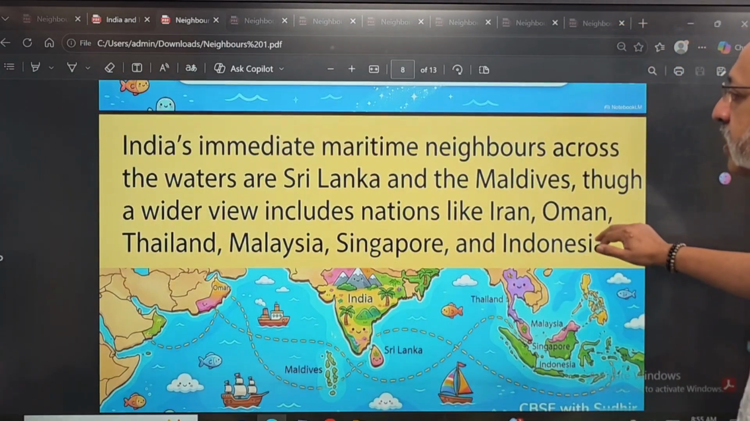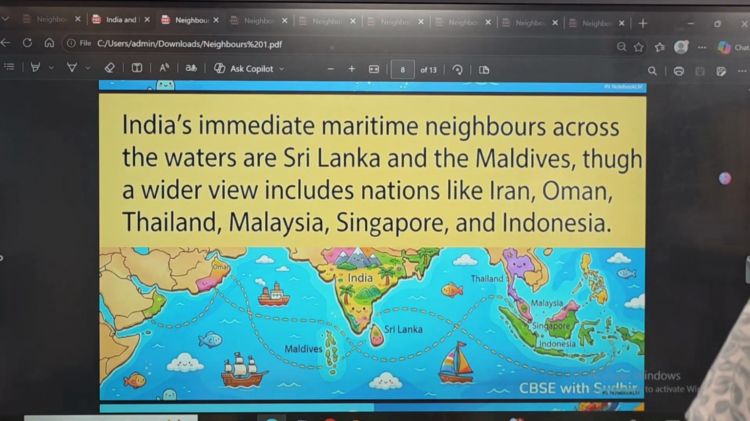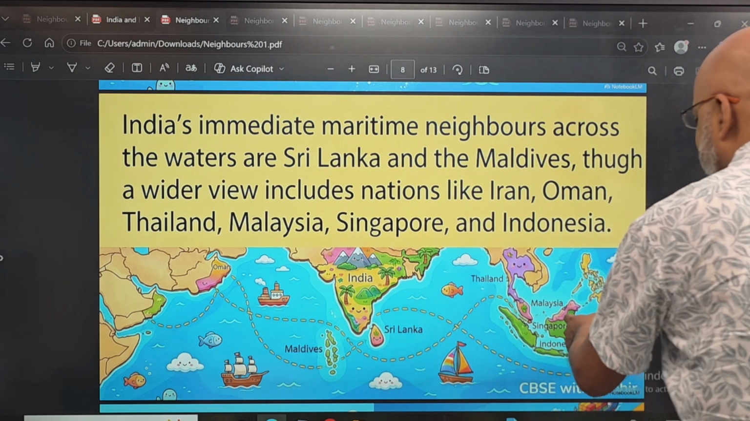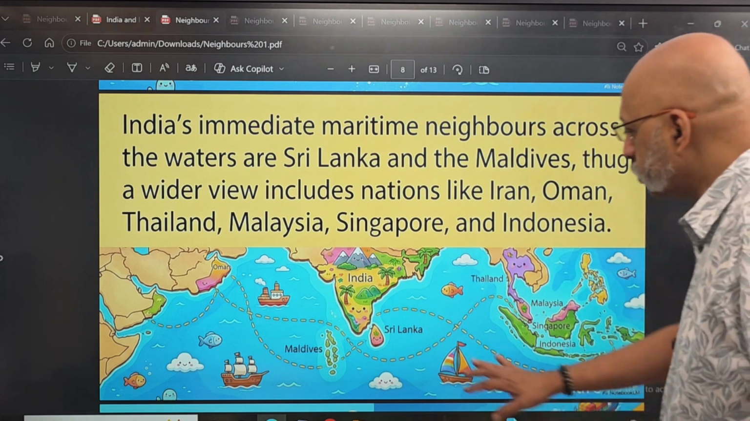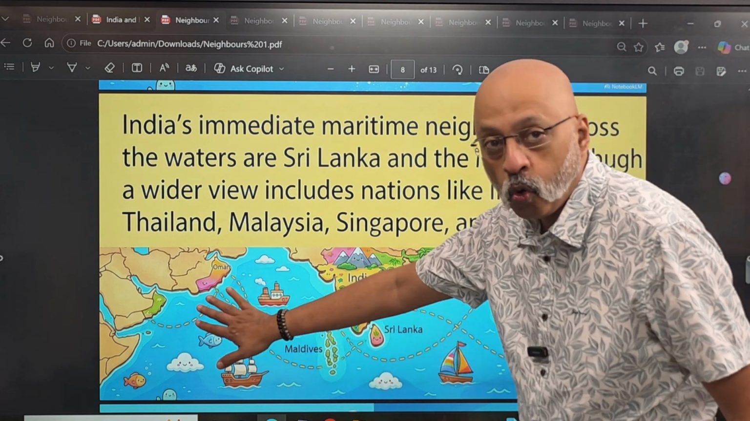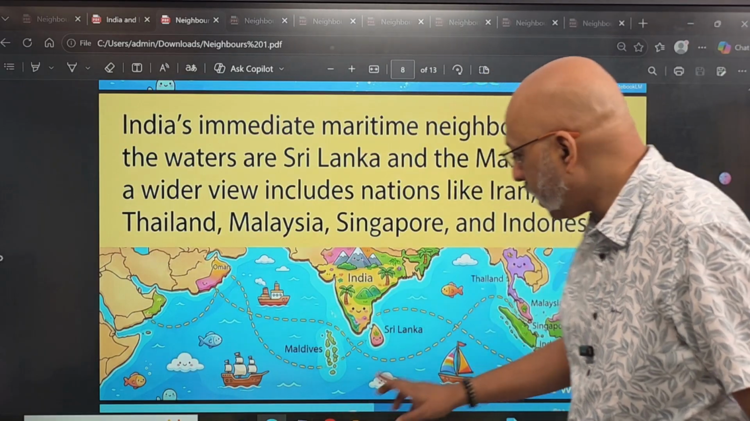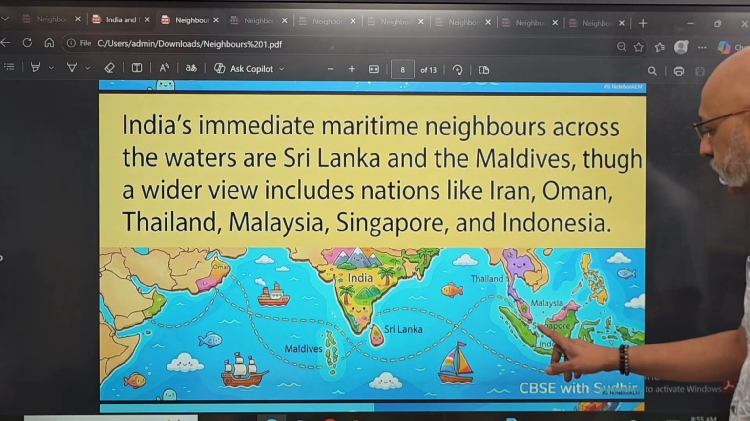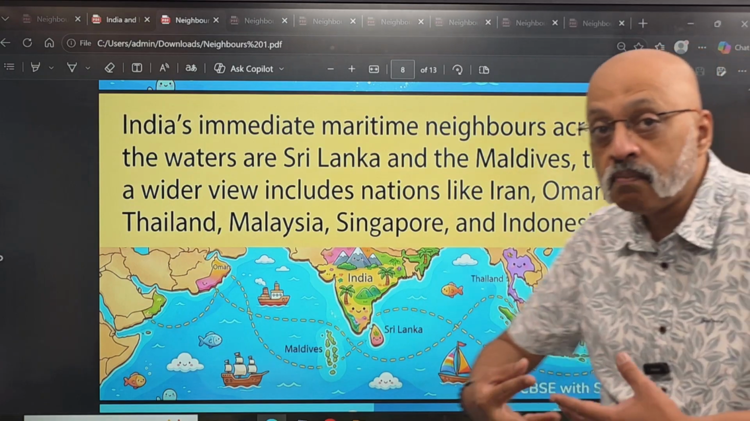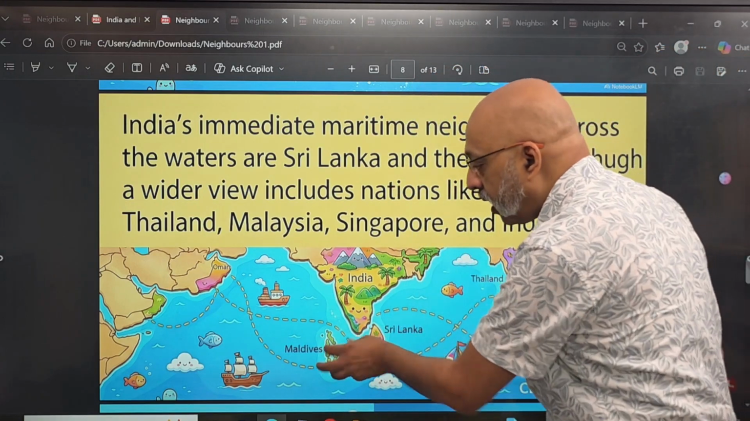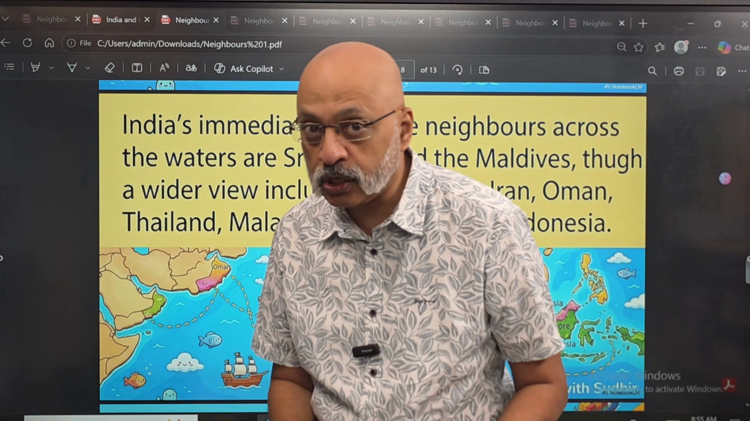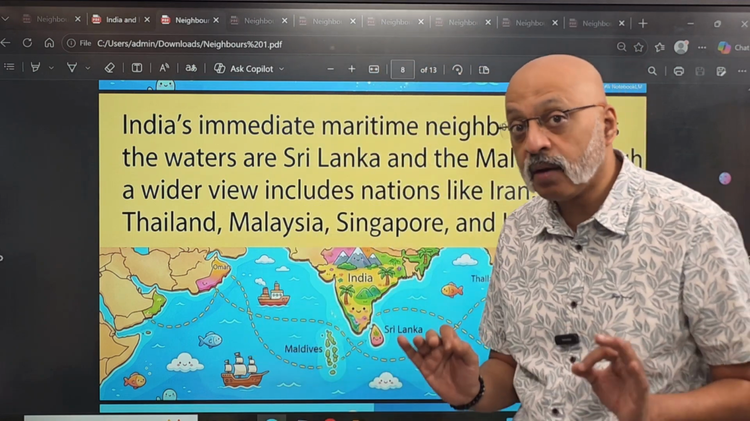Then India's immediate maritime neighbors across the waters, as I just told you, are Sri Lanka and Maldives. Though if you take a wider view of the world, you would also include countries like Thailand, Singapore, Indonesia, and Malaysia. So you will talk about Sri Lanka, Maldives, Oman out here. This is again the sea route, and on the eastern side, Thailand, Malaysia, Singapore, and Indonesia. But the closest ones are Sri Lanka and Maldives. I hope this is absolutely clear, right? You're getting a very clear idea by looking at the map.